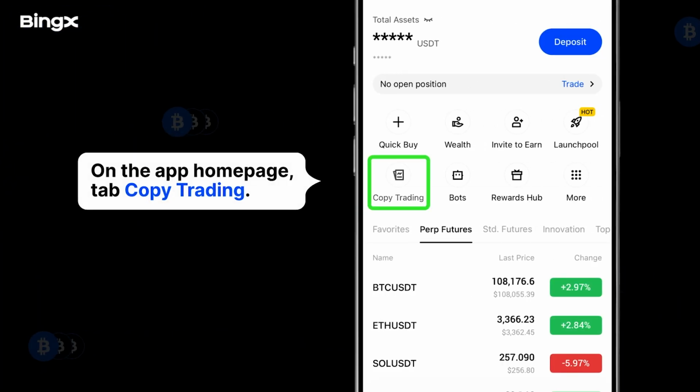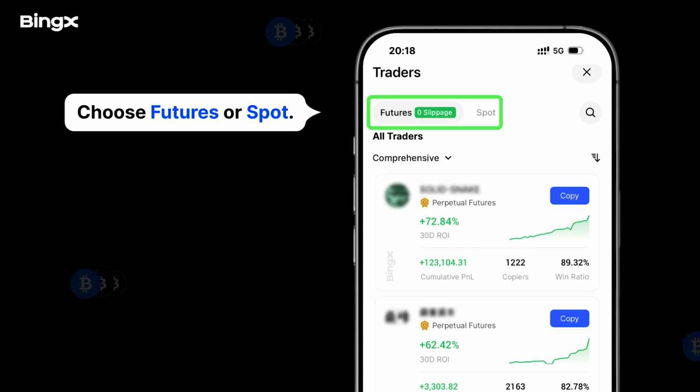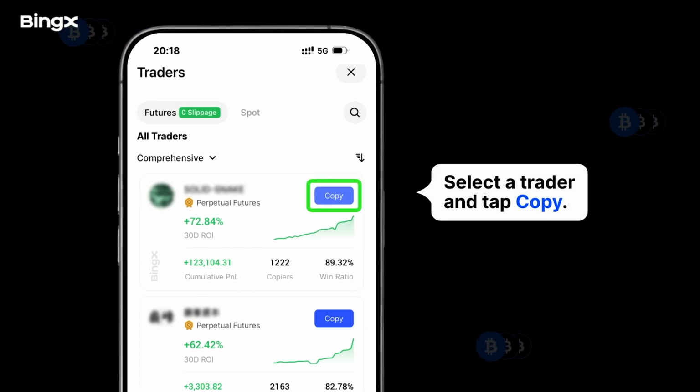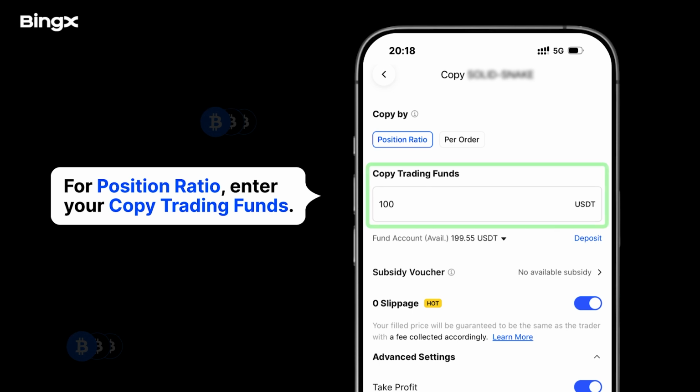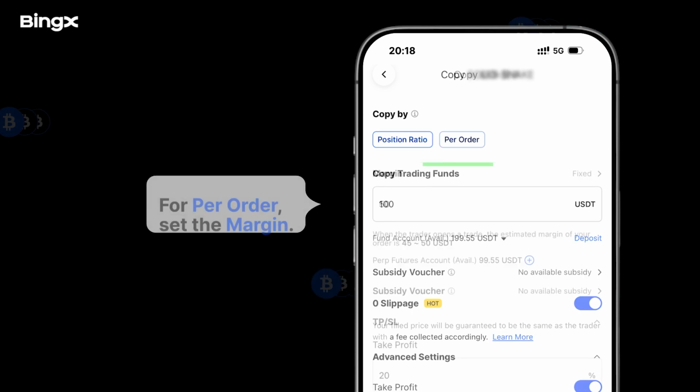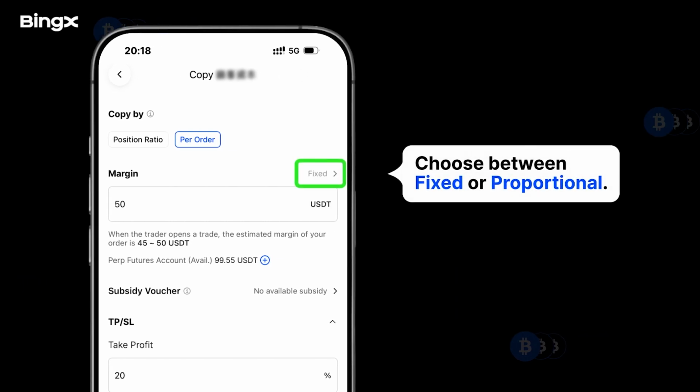On the app homepage, tap Copy Trading. Choose Futures or Spot. Select a trader and tap Copy. For position ratio, enter your copy trading funds. For per order, set the margin. Choose between fixed or proportional.